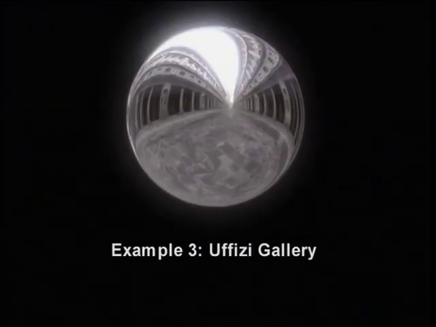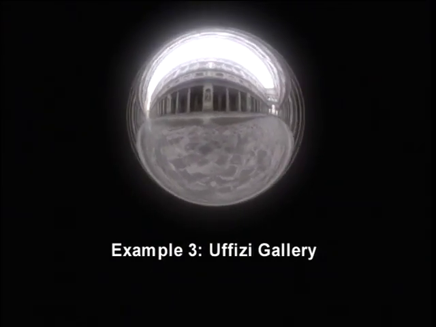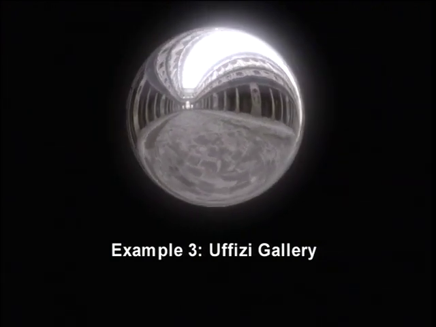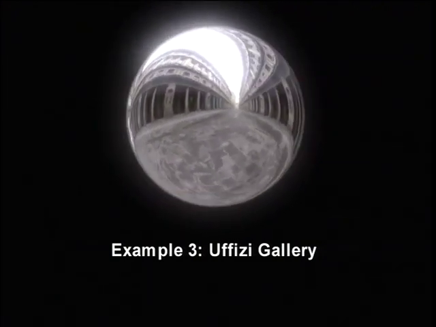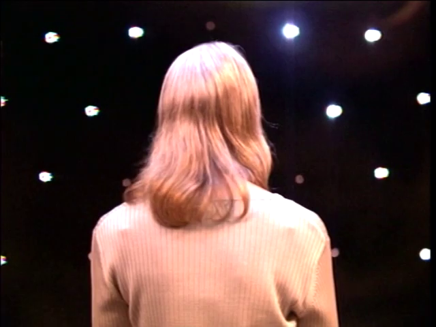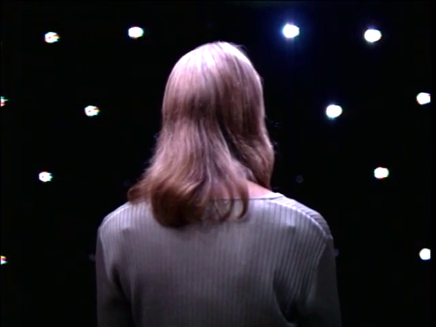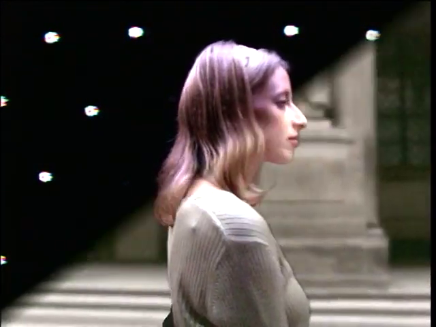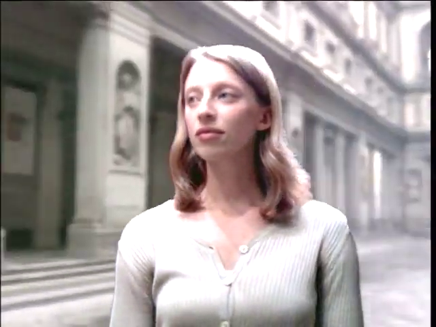In this third example, we composite our actor into the overcast environment of the Uffizi Gallery in Florence. The Uffizi light probe provides a higher resolution background, as well as a very diffuse lighting environment. The somewhat limited resolution of our prototype's light sources can be seen in the shadows on our actor's neck.